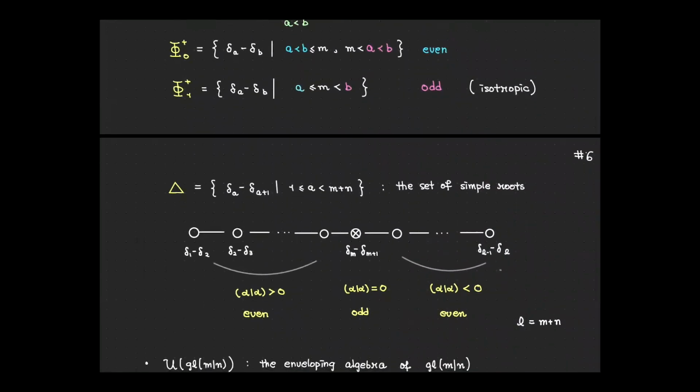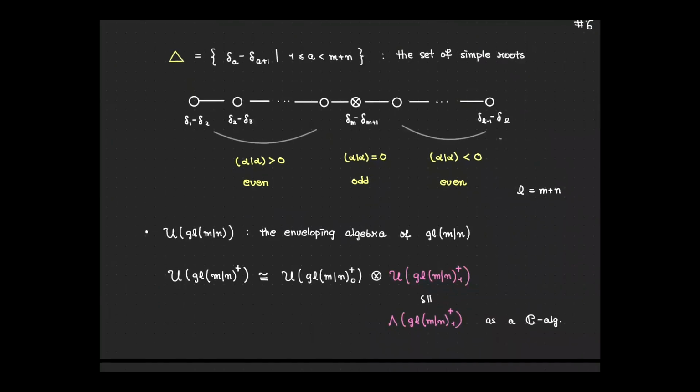And of course, if we have a fundamental system, or the set of simple roots, it looks the same as in the case of the usual type A. So it is delta A minus delta A plus 1. And also we can think of the Dynkin diagram. In this case, our Dynkin diagram looks like this.